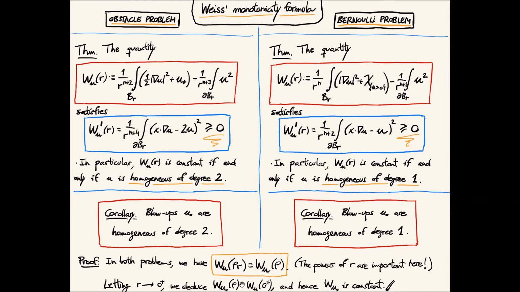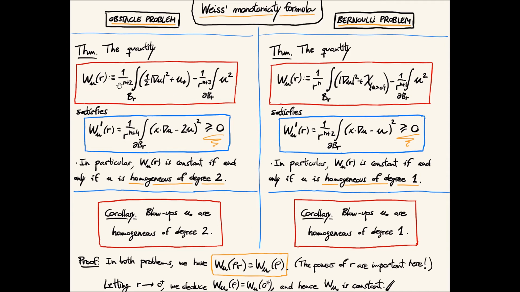But now I'm saying this is true for every rho. So the Weiss quantity at the function U_0 gives the same value for every rho, because this is independent of rho. In particular, the function of rho given by the monotonicity formula applied at the blow-up U_0 is constant. But then if this is constant, we get that the blow-up is really homogeneous of degree 2, and in this case, homogeneous of degree 1. So this is how monotonicity formulas are important here, because they give us information that is very, very difficult to obtain in any other way. They give us right away that blow-ups will be homogeneous.